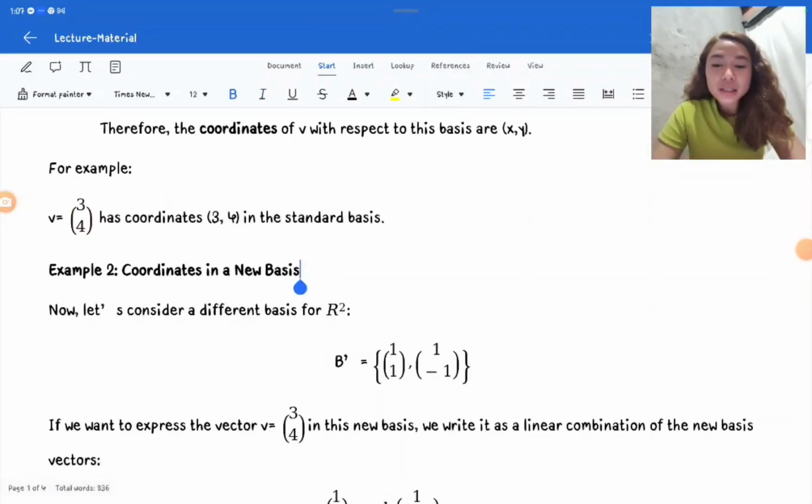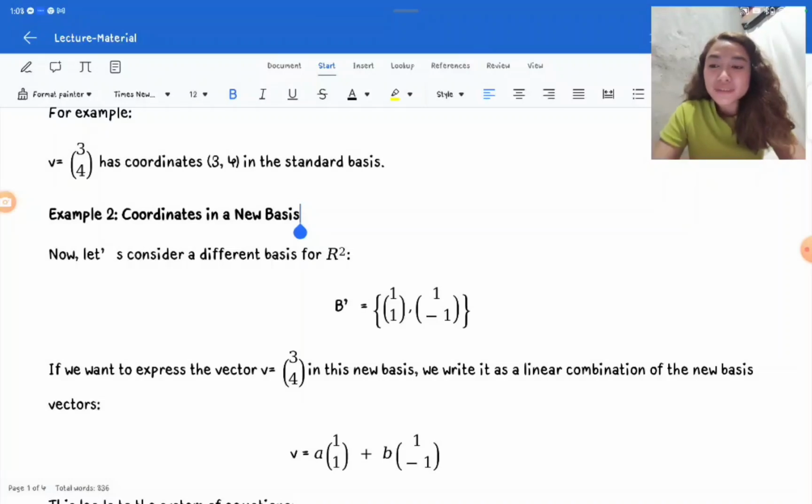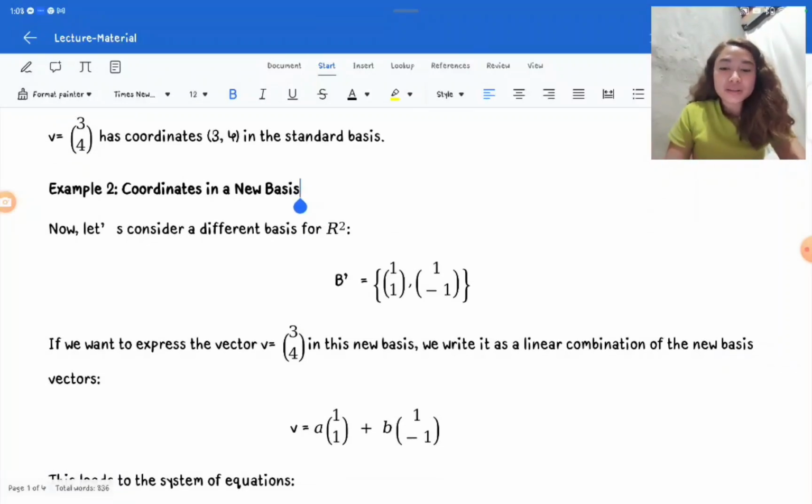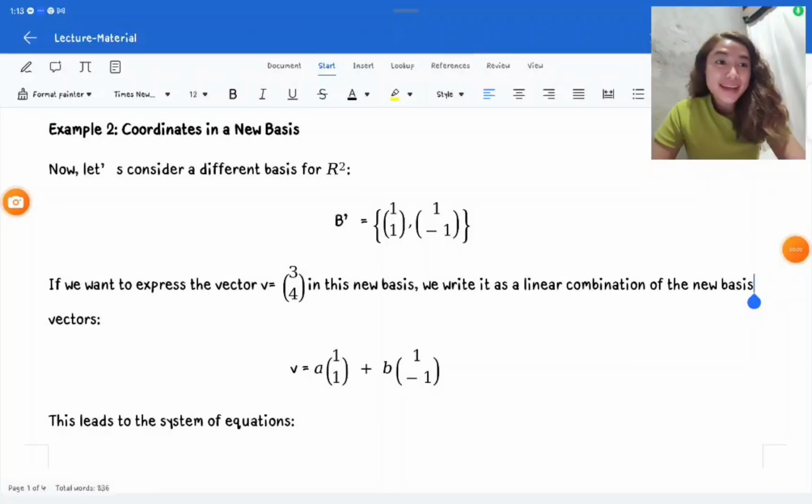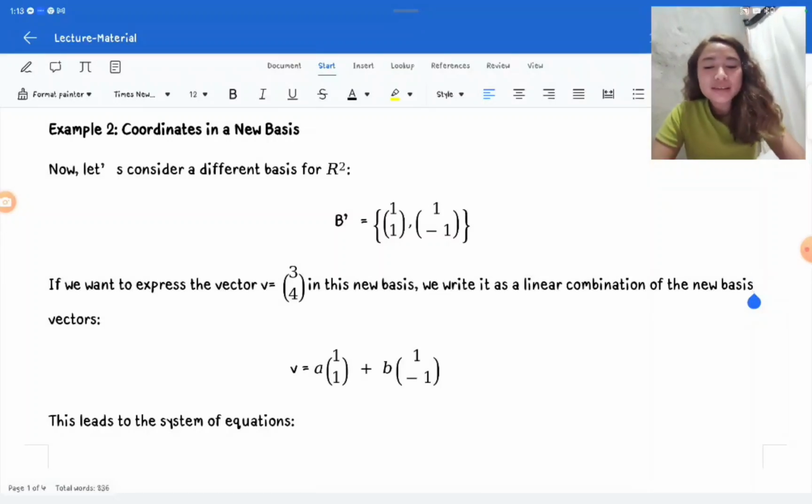So let's look at an example. If v equals (3, 4), then the coordinates of v in the standard basis are simply 3 and 4. This means v is 3 times the first basis vector and 4 times the second basis vector. Now, let's think about what would happen if we chose a different basis instead of the standard basis. Let's take the basis B prime, the set containing the vectors (1, 1) and (1, -1).